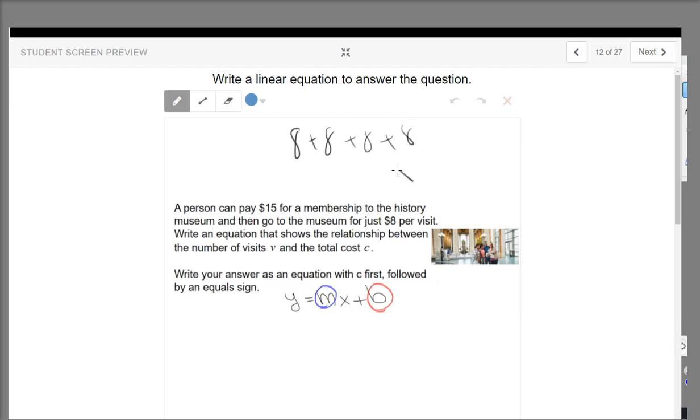And then we're being asked to write an equation that shows a relationship between the number of visits, V, and the total cost. All right, so instead of Y, they want you to use the letter C. So let's see. Your initial value is going to be 15 bucks. So you pay money, so 15 bucks, and then your rate of change is just 8 plus 8 plus 8. Every time you visit the museum, you're going to pay 8 plus 8 plus 8. And they want you to use V instead of X for the visits.